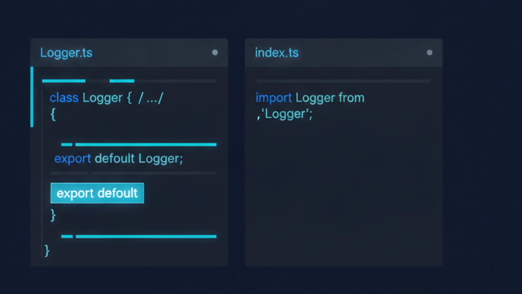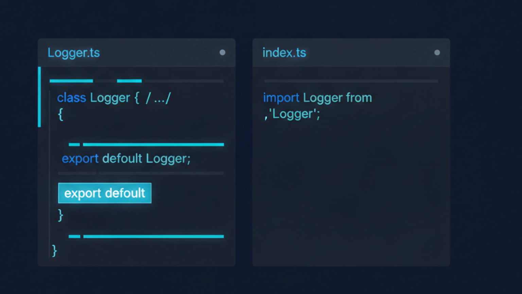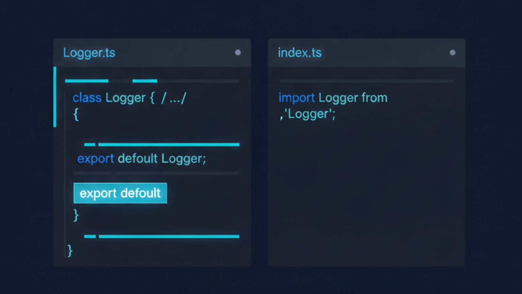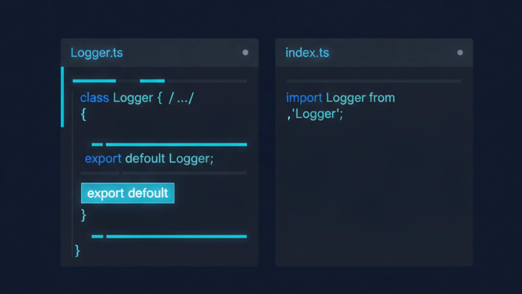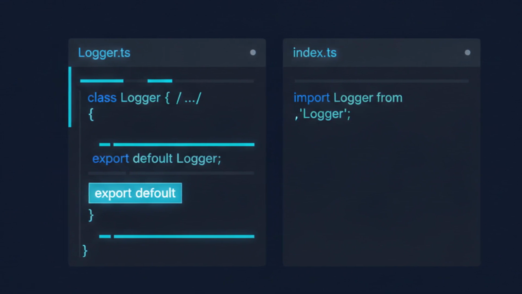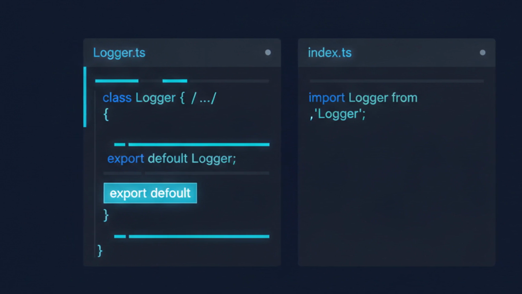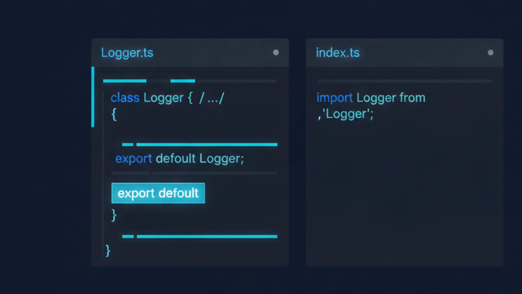It feels convenient, but be careful. Default exports make renaming harder and confuse auto imports because there's no canonical name. Many teams, including big React shops, now prefer named exports everywhere for consistency.